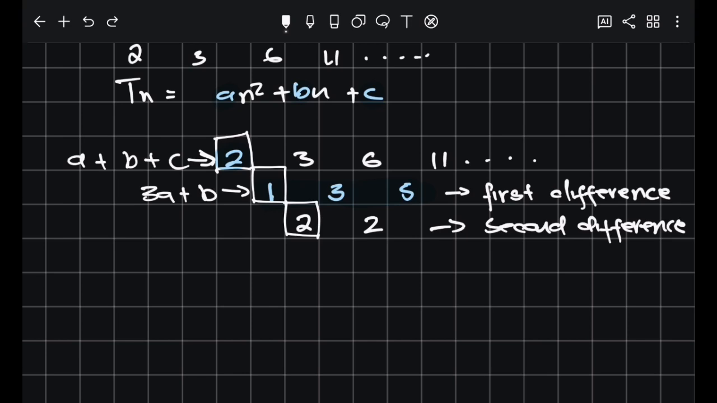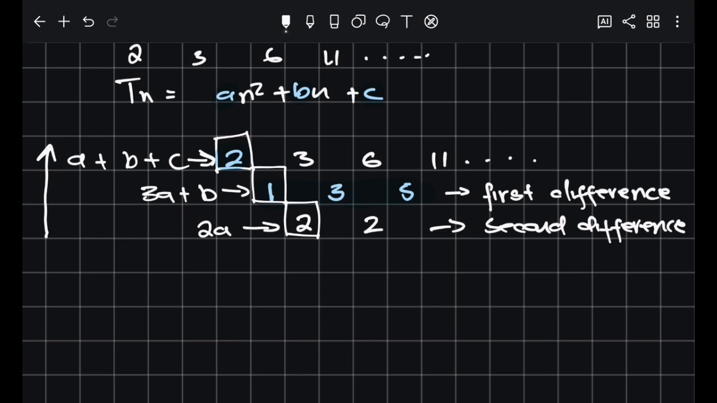And then you come to here to 2. You say 2A is equated to this number. But this line right here is always constant. So it is equal to the second difference, or the constant second difference. All right. So now this is how you solve it. You solve it going from bottom to top.